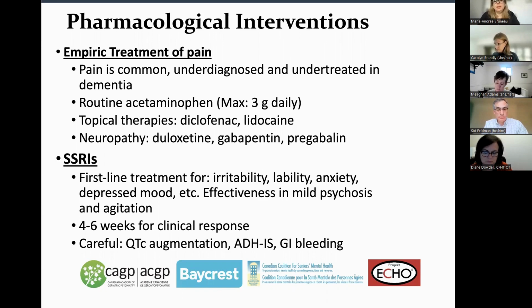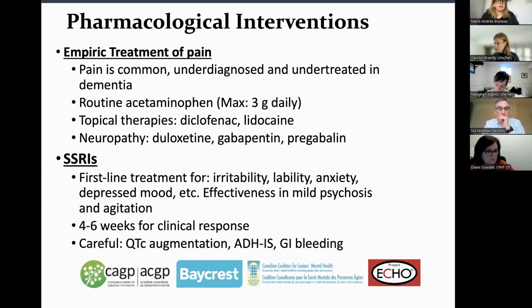One BPSD where we need to think more about pain is resistiveness to care. Sometimes it's helpful to give some pain management medication, let's say an hour before giving the bath or things like that.